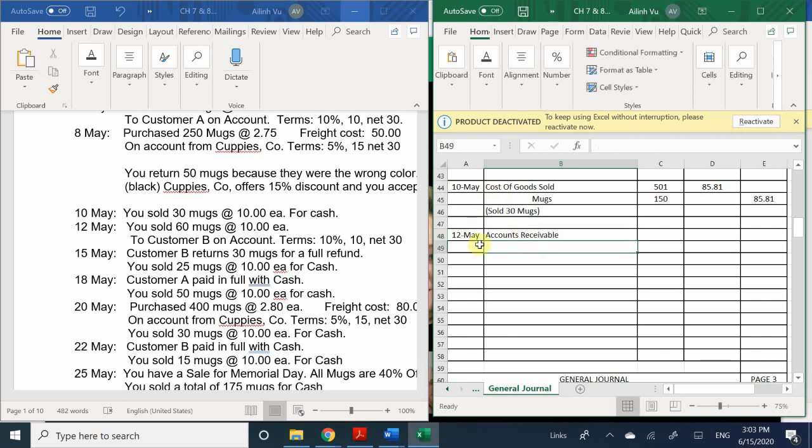Okay, and then what else? Sales. Yes, we need to recognize sales, and then sales tax payable. Yes, we need to recognize sales tax payable. That is correct. Sales tax payable.